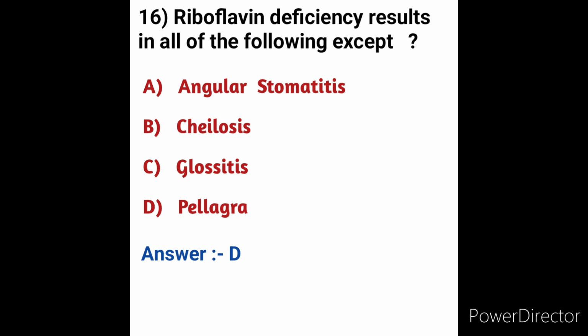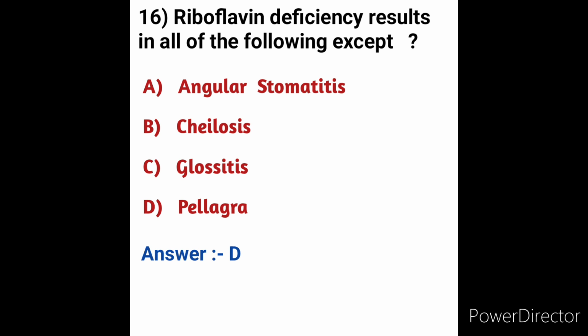Okay friends, not vitamin B2. Riboflavin deficiency is angular stomatitis, cheilosis and glossitis. Here, except for the condition of riboflavin, pellagra. Option D is the correct answer. On to question number 17.